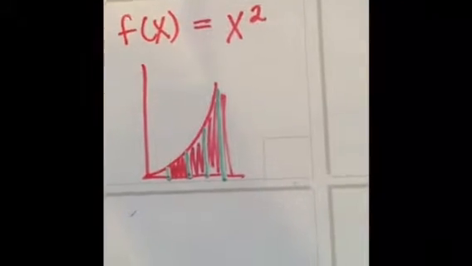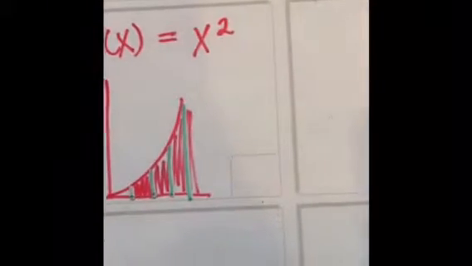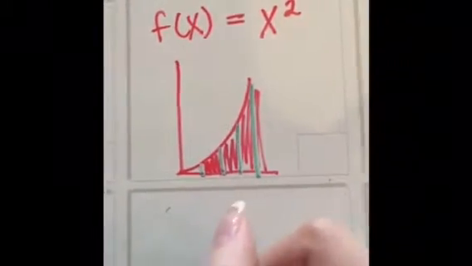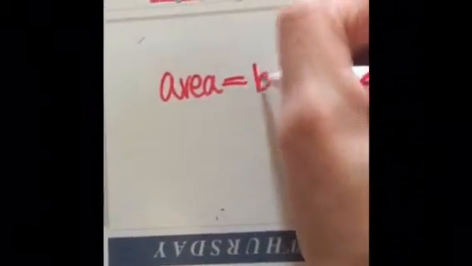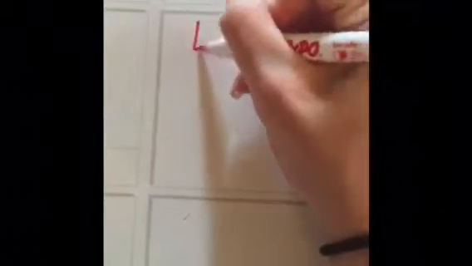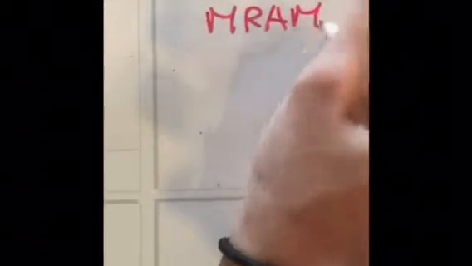Now, let's take a step back to geometry. How do you find the area of a rectangle? Well, isn't that just the base length times the height length? Yes, exactly. That's really all LRAM, RRAM, and MRAM are. The only difference is how you measure the height.